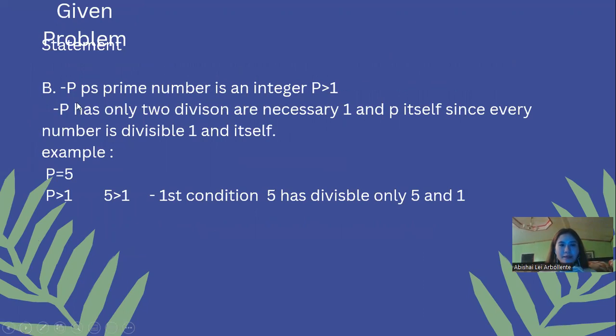And the statement number 2, B. P represents a prime number, an integer P greater than 1, where P has only two divisors, namely 1 and P itself, since every number is divisible by 1 and itself. Example, P equals 5. P greater than 1, 5 greater than 1, which is the first condition. 5 is divisible only by 5 and 1. And that's all.